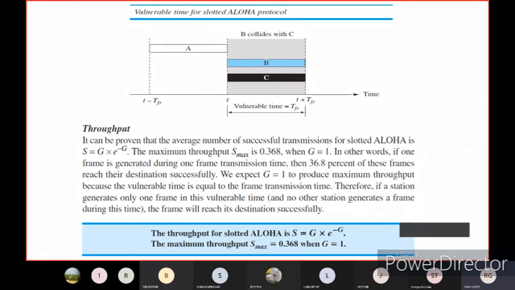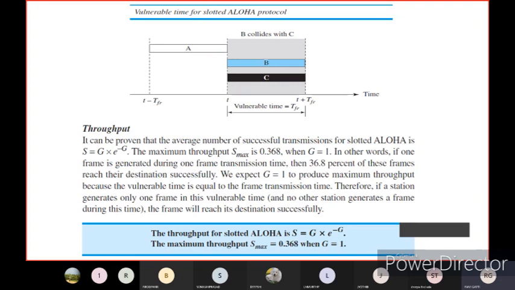Yes, sir. Therefore, you can see here the vulnerability time, the time needed for you to detect the collision, or the time needed for you to transmit. In the case of the slotted Aloha protocol, the vulnerability time is nothing but only 1 TFR. Why? Because when you transmit the data, a collision may happen only in this time slot, whereas it does not affect the next time slot.